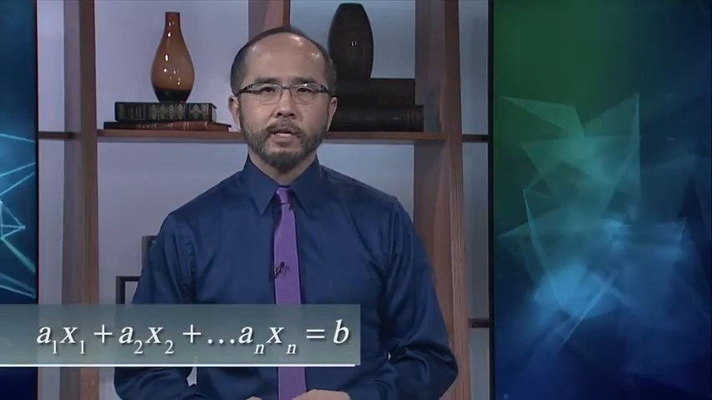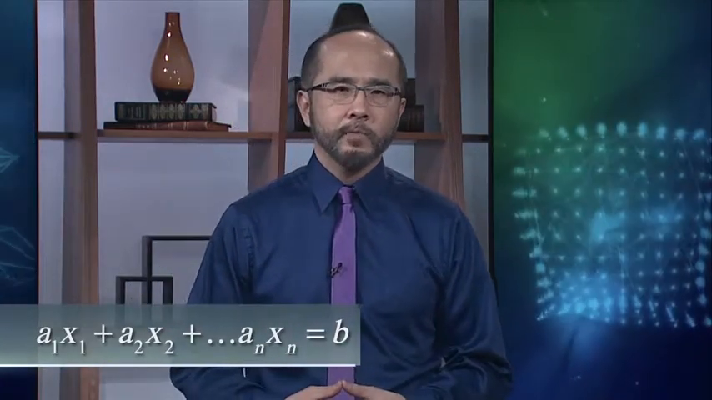If you have a combination of objects and you have only a certain number of dollars to spend on them, that gives a linear equation. If x sub i represents the quantity of item i and a sub i represents the cost for that item, then this linear equation says that the total cost to purchase all the items is b.